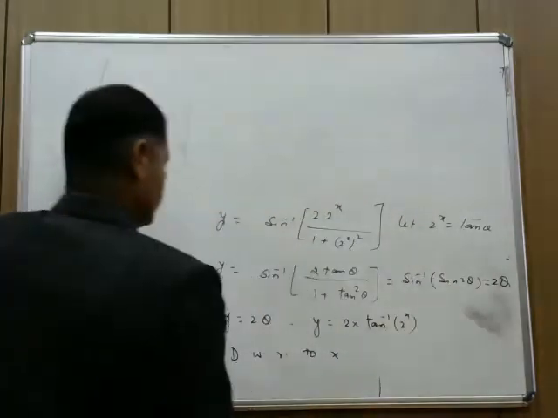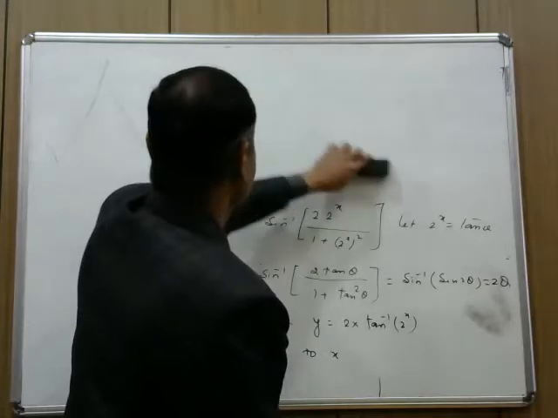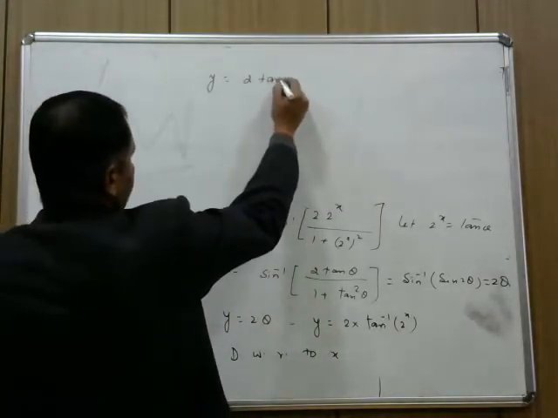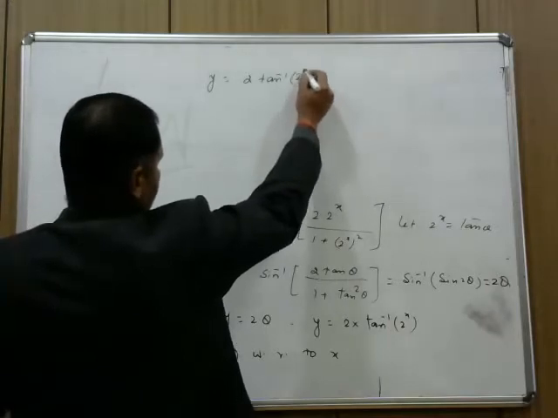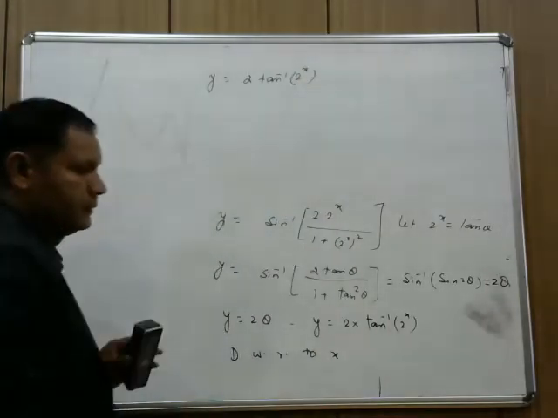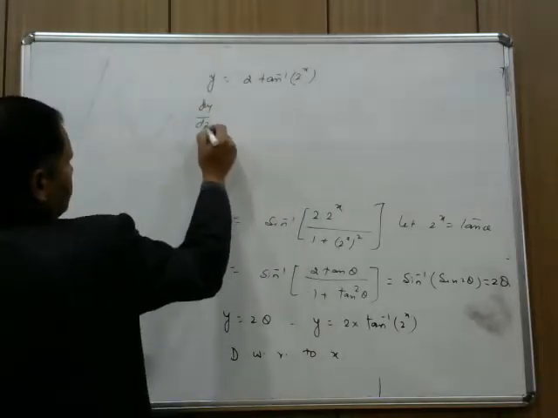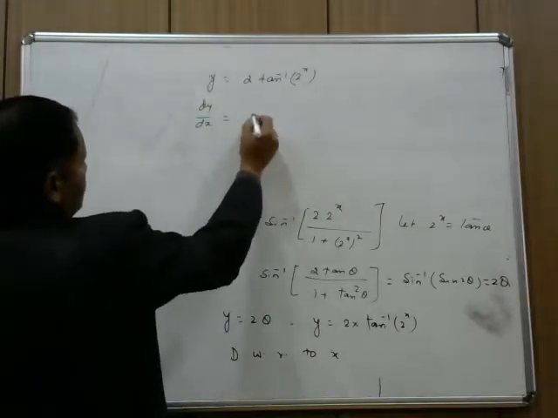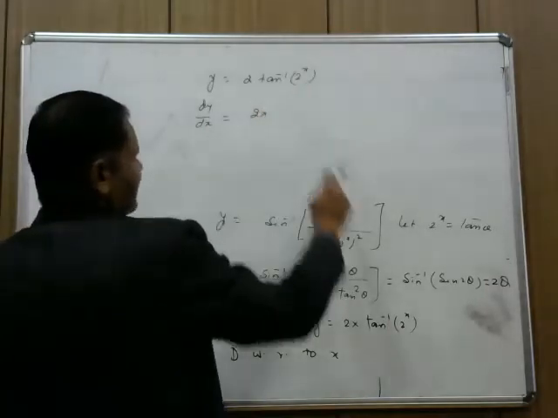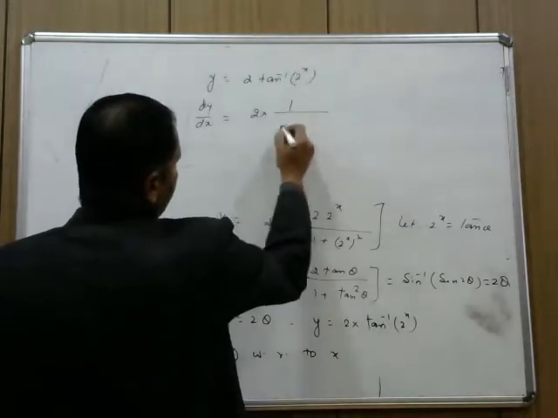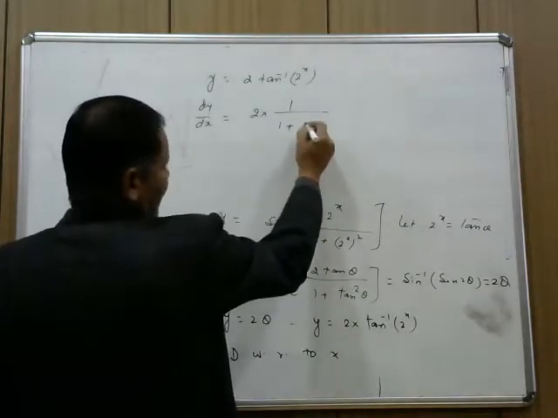So now we have y is equal to 2 tan inverse 2 to the power x. Differentiation. dy by dx is equal to 2 into differentiation of tan inverse 2 to the power x, which is 1 upon 1 plus (2 to the power x) whole square.